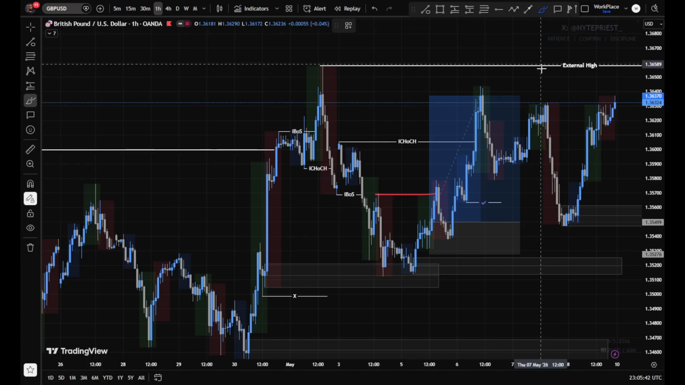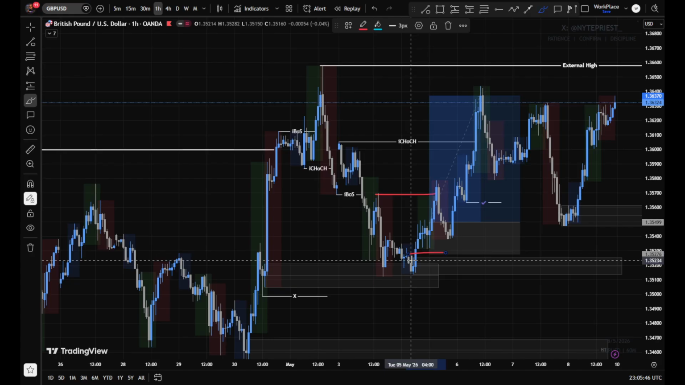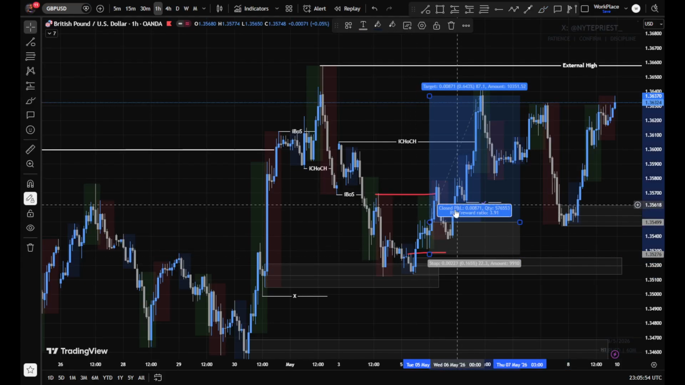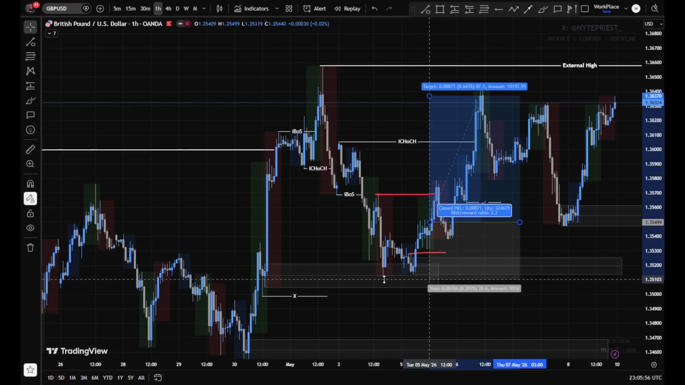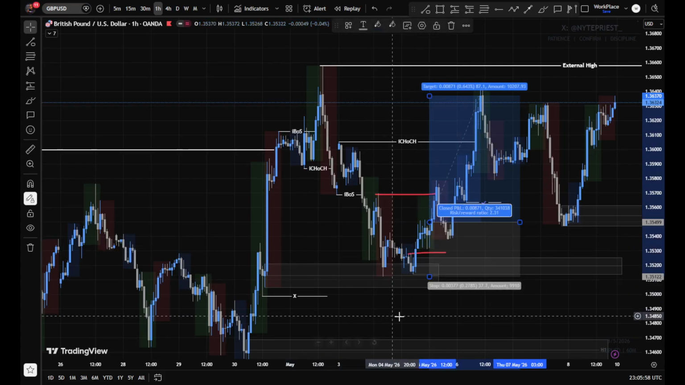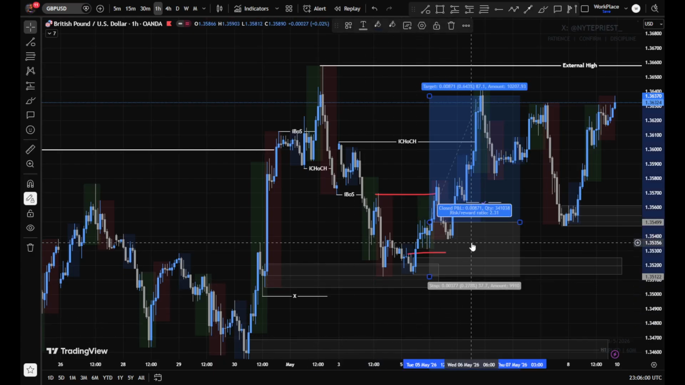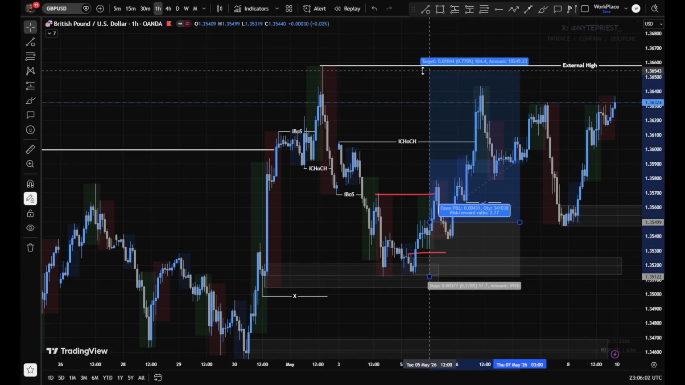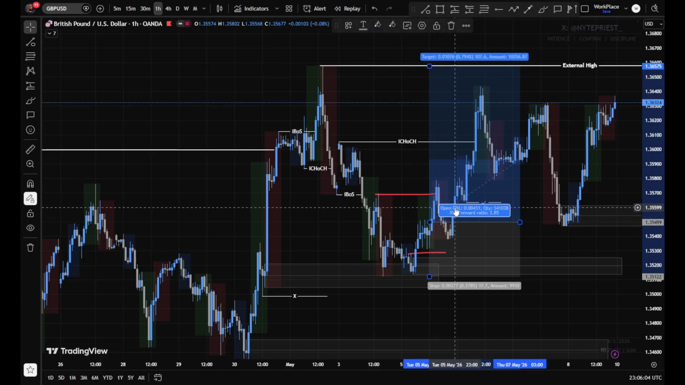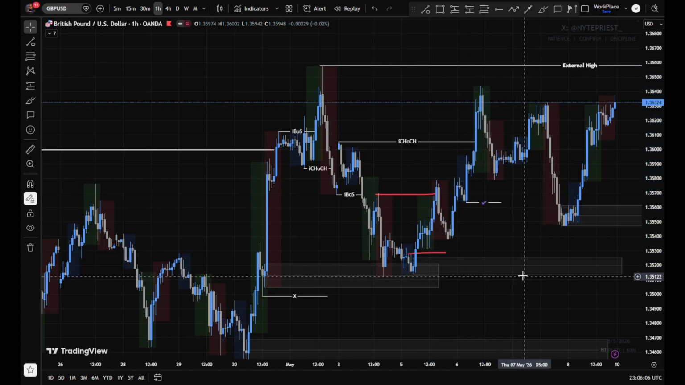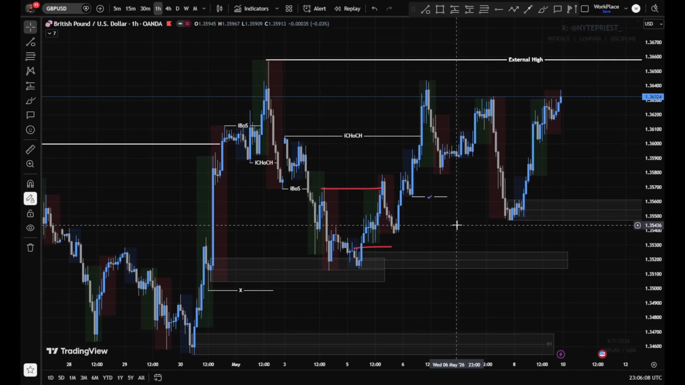But still, there was a possible chance of mitigating this zone because of that imbalance below. So on the safer side, the correct stop loss placement would have been something like this one. Okay. But the trade idea would have been under 3 risk reward. So I didn't take this trade. I missed that trade.